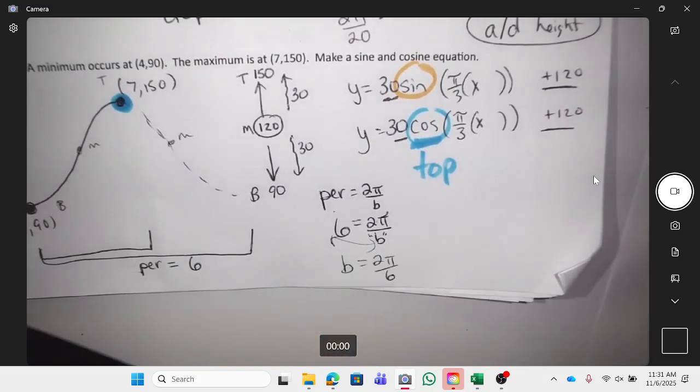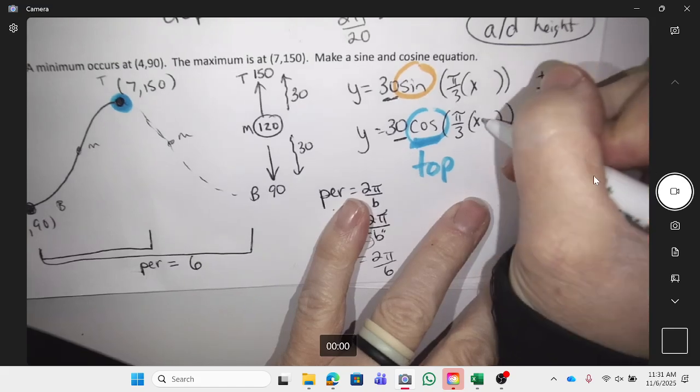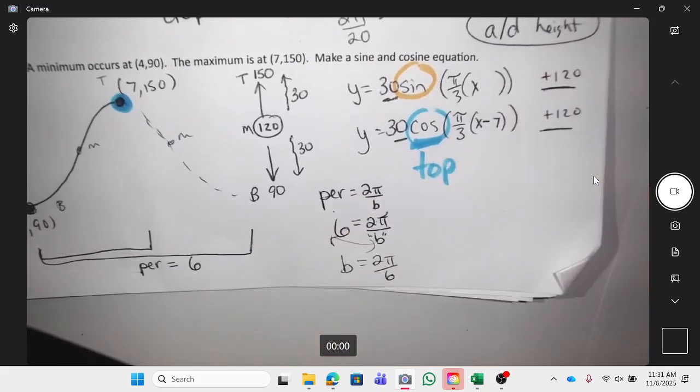So we can go -7 to show that it's to the right 7. The top point is to the right 7.